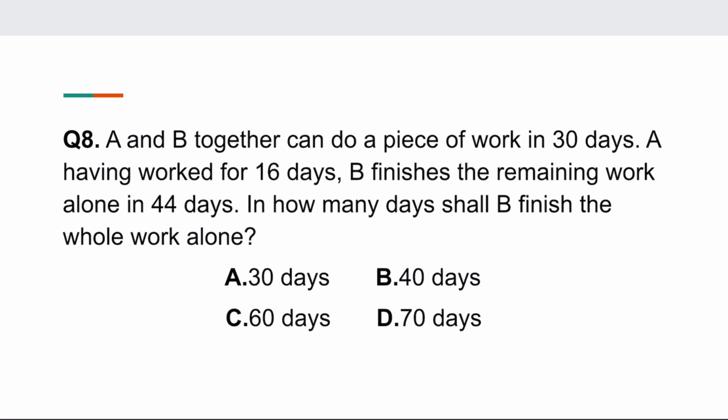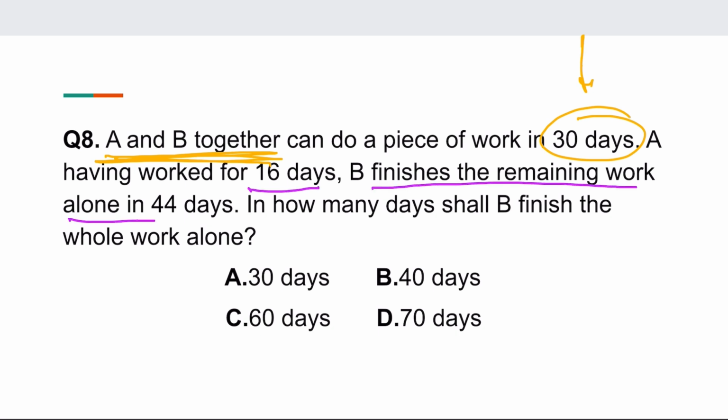Okay, so question number 8. A and B together can do a piece of work in 30 days. That is, A and B are working together and they can do a piece of work in how many days? In 30 days. Okay, A having worked for 16 days, B finished the remaining work alone in 44 days. In how many days shall B finish the whole work alone? Oh my god, this is one of the simplest questions.